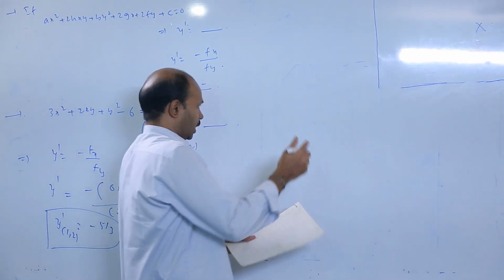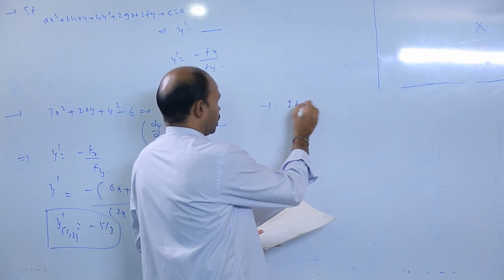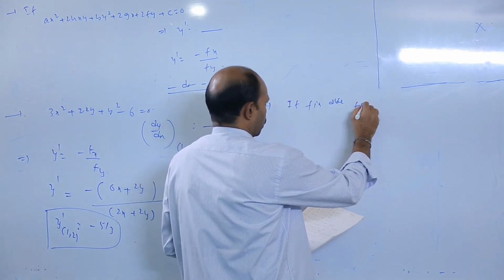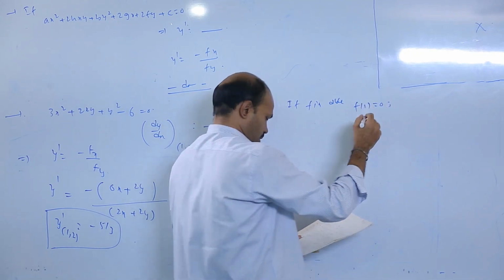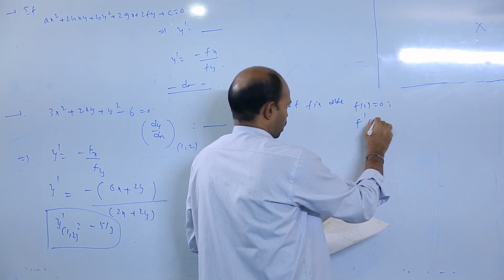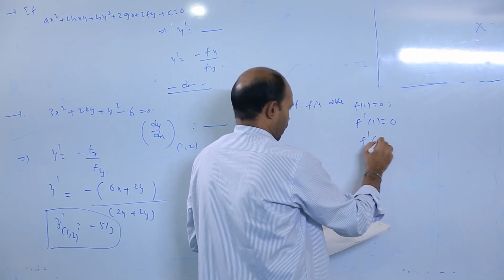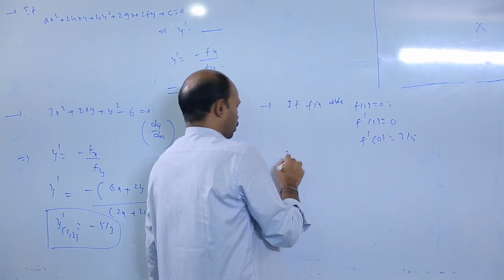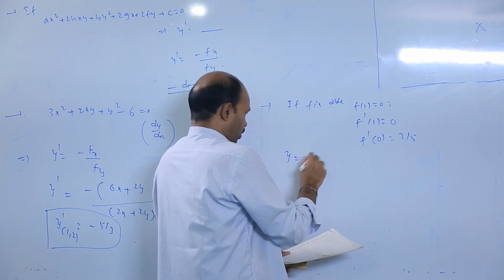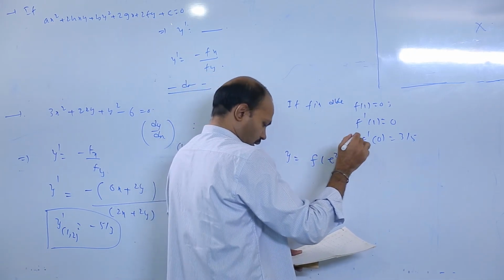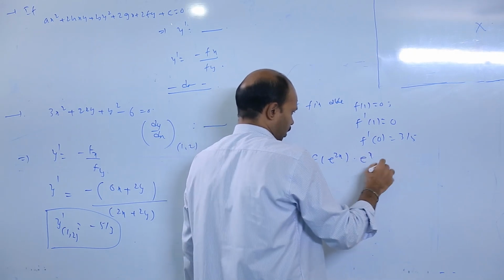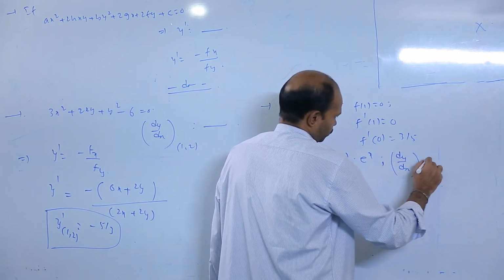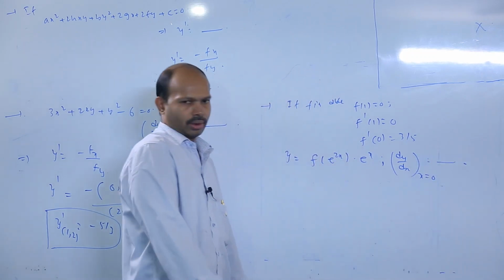The given data is like this. Next problem. If f is differentiable and f of 1 is equal to 0, f dash of 1 is equal to 0, f dash of 0 is equal to 3 by 5, given y is equal to f of e power 2x times e power x, then find dy by dx at x is equal to 0. Find the value of derivative at x equal to 0.